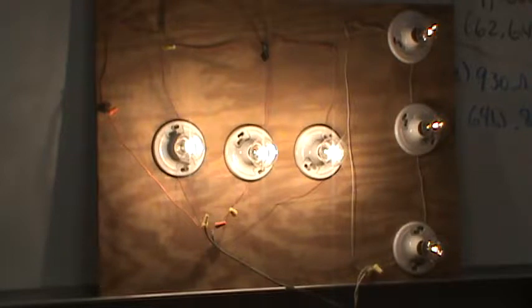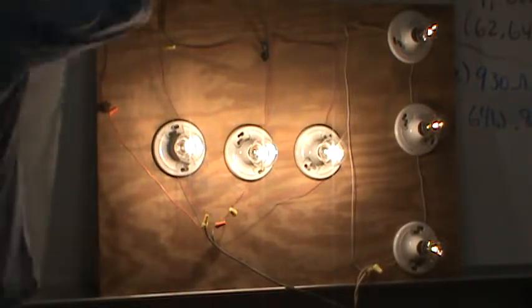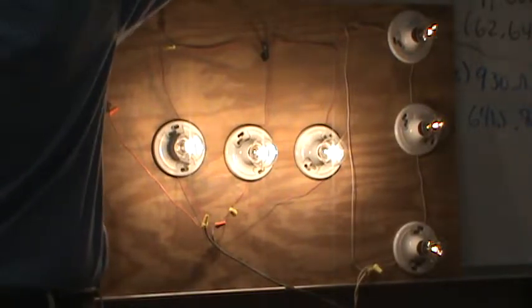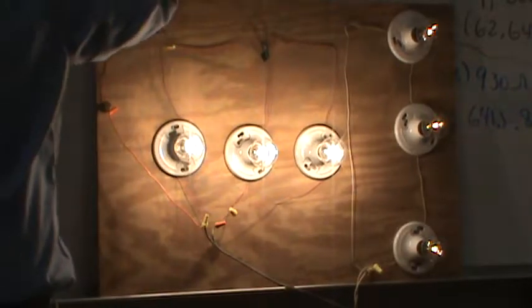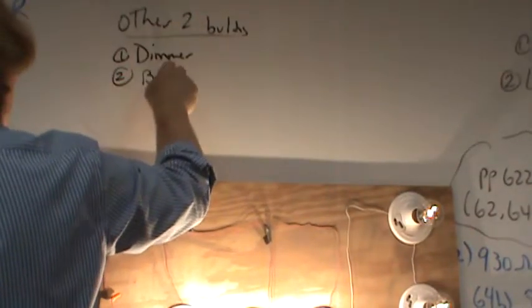Okay, great. Number 4. What happens to the other 2 bulbs when I remove one bulb in the parallel circuit? I'm going to remove this bulb from the parallel circuit. What happens to the other 2 bulbs? I'll give you several choices. The other 2 bulbs, do they get dimmer? Do they get brighter?